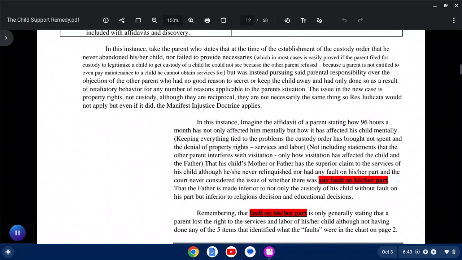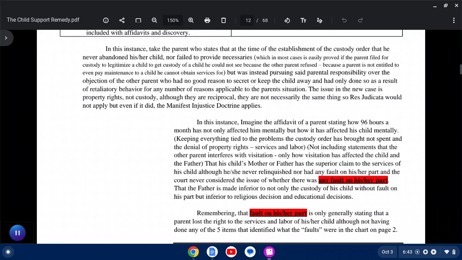In this instance, take the parent who states that at the time of the establishment of the custody order, he never abandoned his or her child, never failed to provide necessaries, which in most cases is easily proved if the parent filed for custody to legitimize a child, to get custody of a child he could not see because the other parent refused, because a parent is not entitled to even pay maintenance to a child he cannot obtain services for, but was instead pursuing said parental responsibility over the objection of the other parent, who had no good reason to secret or keep the child away, and had only done so as a result of retaliatory behavior for a number of reasons applicable to the parent's situation.